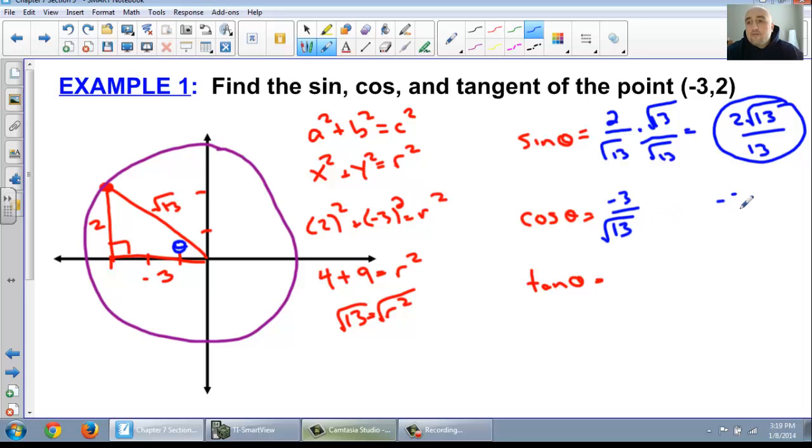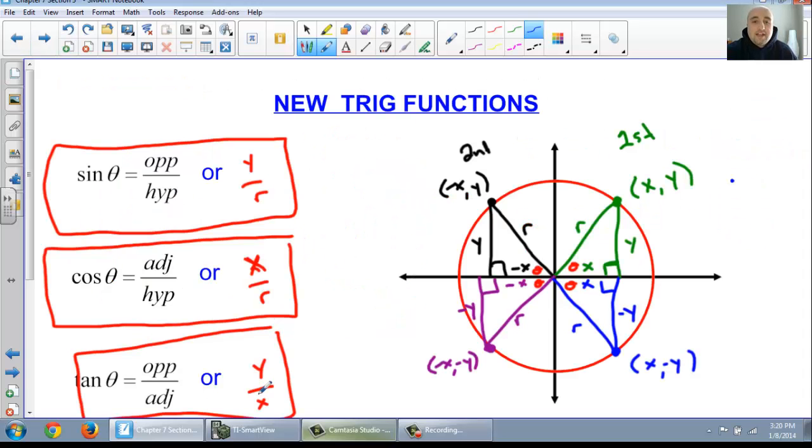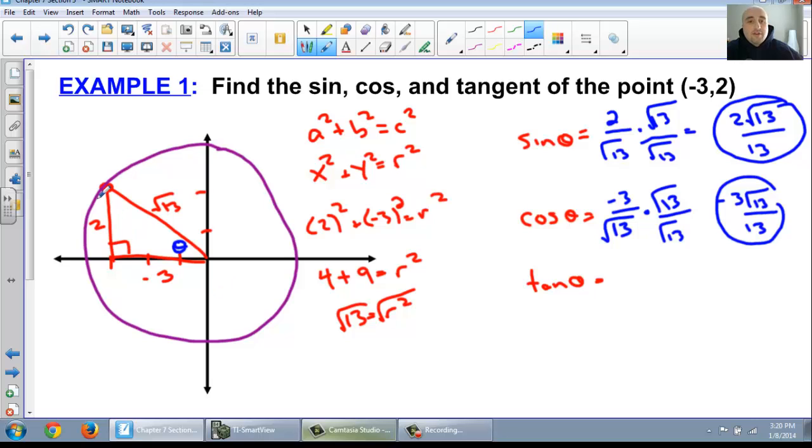So really, if I were to multiply that out, what I would get is negative 3 root 13 over root 13. So you're going to have to multiply by root 13 over root 13 again. Okay? And then lastly is tangent. What's tangent? Tangent is y divided by x. So my y value is 2. My x value is negative 3. So 2 over negative 3. Okay? So hopefully this is pretty easy for you. It's not too hard. So this would be a second quadrant triangle.